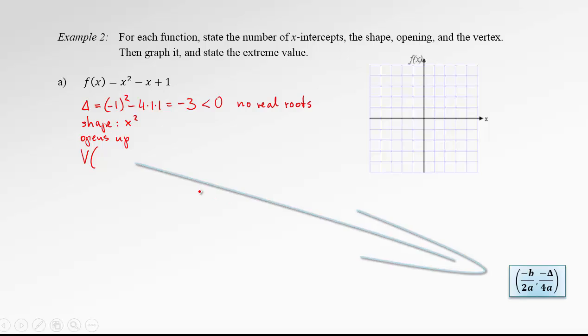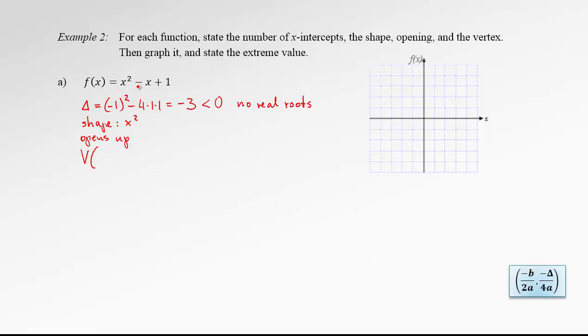Let's follow the formula. Negative b, so we have negative negative 1, so it's just 1, over 2a, so it's over 2. Okay, now the second coordinate is negative discriminant, so in our case it's negative negative 3, meaning 3, over 4 times a, so it's just 4. Here we go. The coordinates of the vertex are done. So we are ready to graph it.